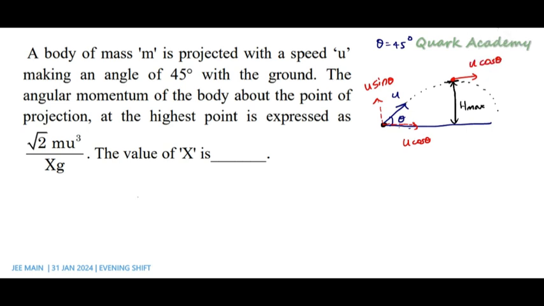So how do we write the angular momentum? Angular momentum we can write as r cross p, or if you want the magnitude only, then we can write it as r perpendicular into p. So what is r perpendicular? It is the perpendicular distance between the momentum and the axis of rotation. Here the axis of rotation is this point. You can consider the axis of rotation passing through the point at which it is projected, going into the screen. So the perpendicular distance becomes h max.